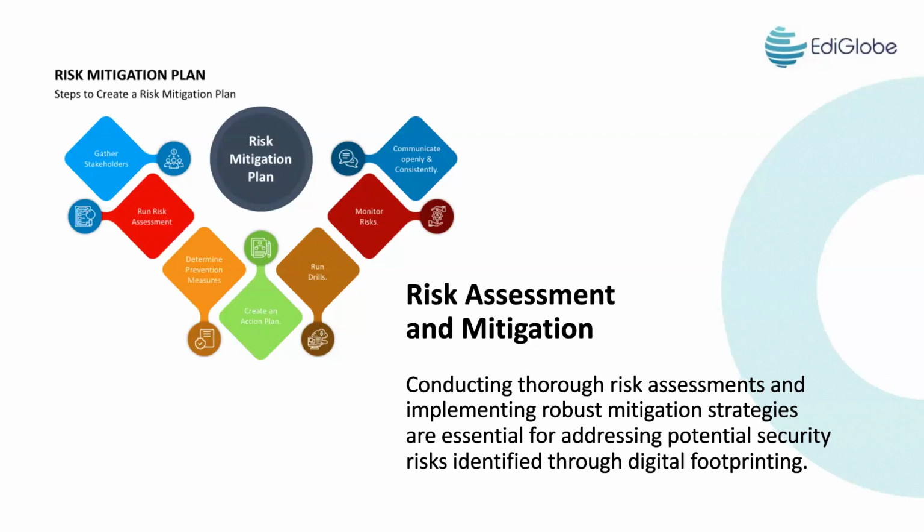Run drills, start the entire process, coding part, testing part, and all things. Monitor the risk. You need to do the monitoring part, and then communicate openly and consistently. You have to be in touch with each and every team. Even the security team has to be in touch with all the departments. Whatever updates he needs to give, he has to pass to the team members so that they can implement and develop more secure applications and software for the end users.